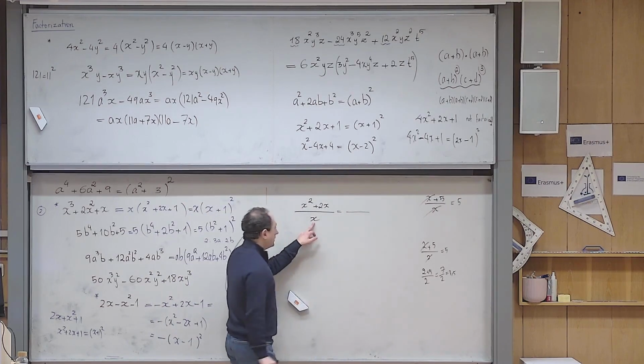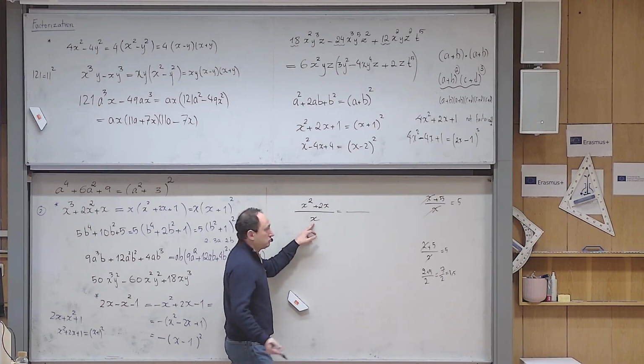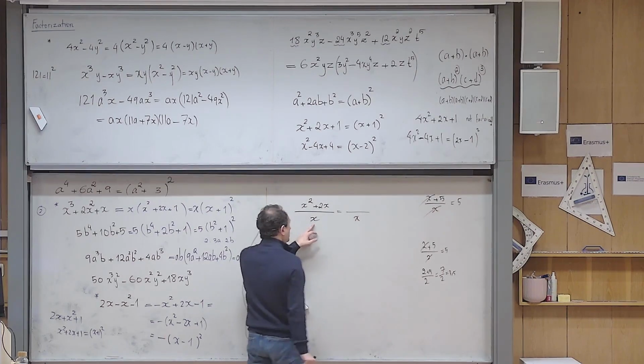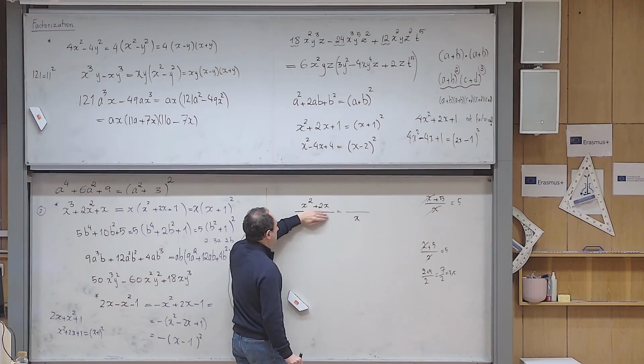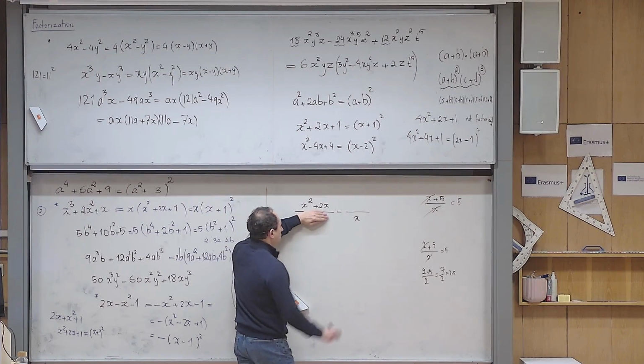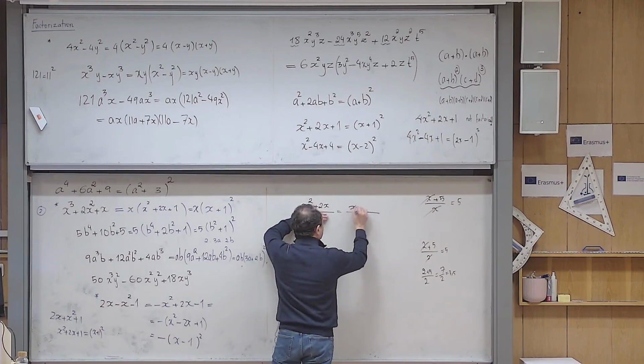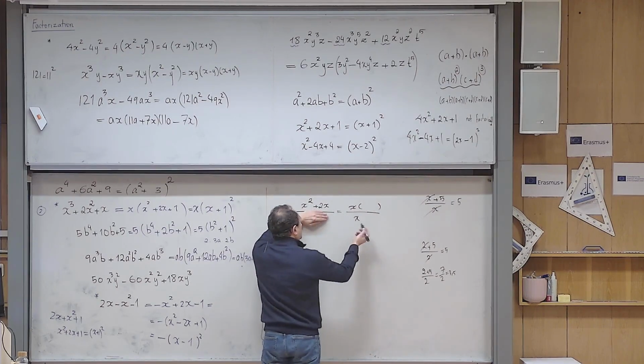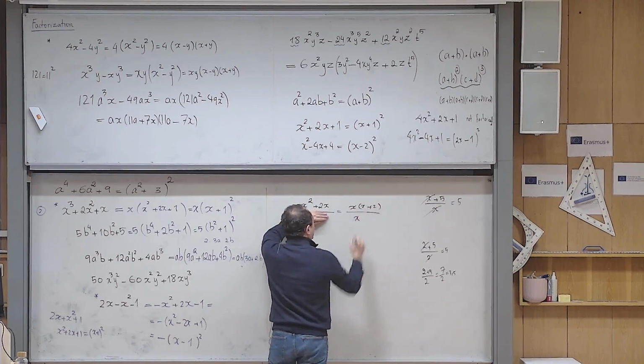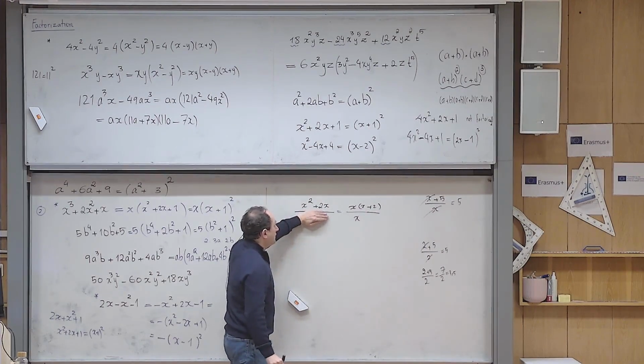So here, can I factorize the denominator? No. It's just simple to write it. But can I factorize the numerator? Yes. It's a Math 1C lesson. How can I factor it out? x, and then write what? x plus 2. Okay, now if I ask you how many factors do you see in the numerator?